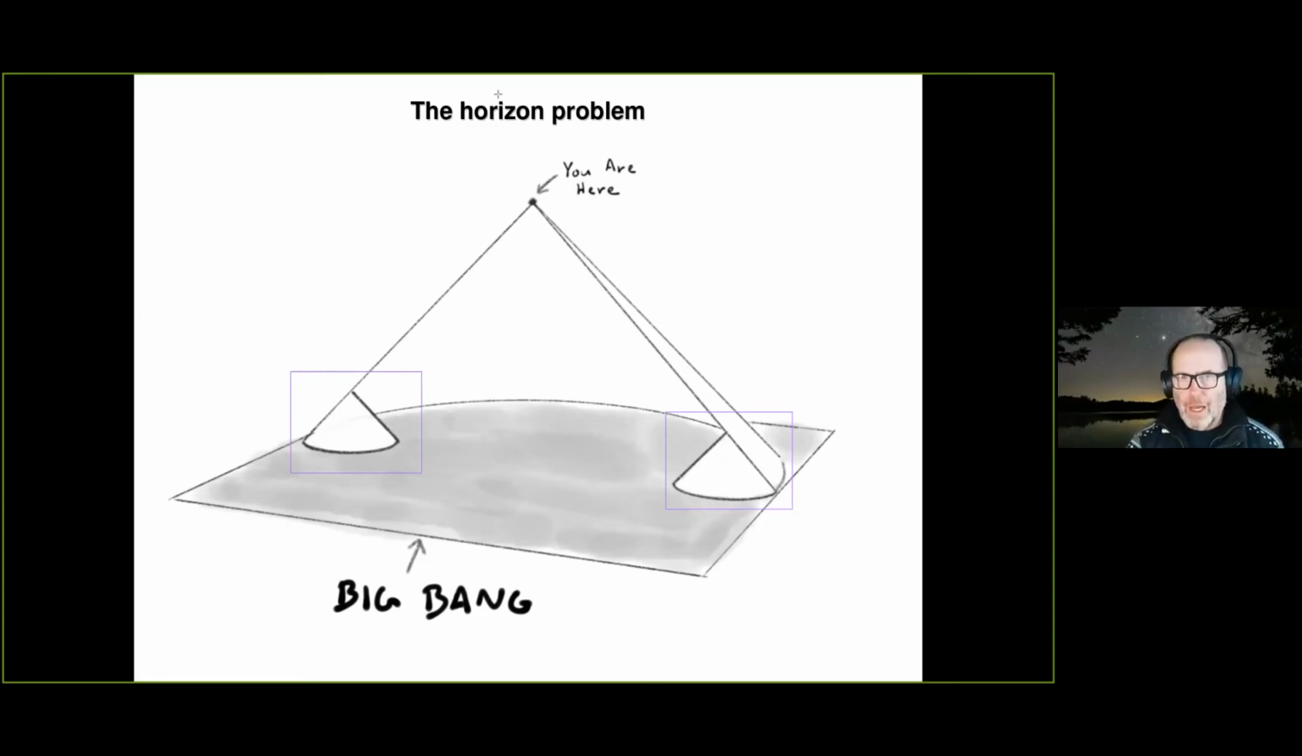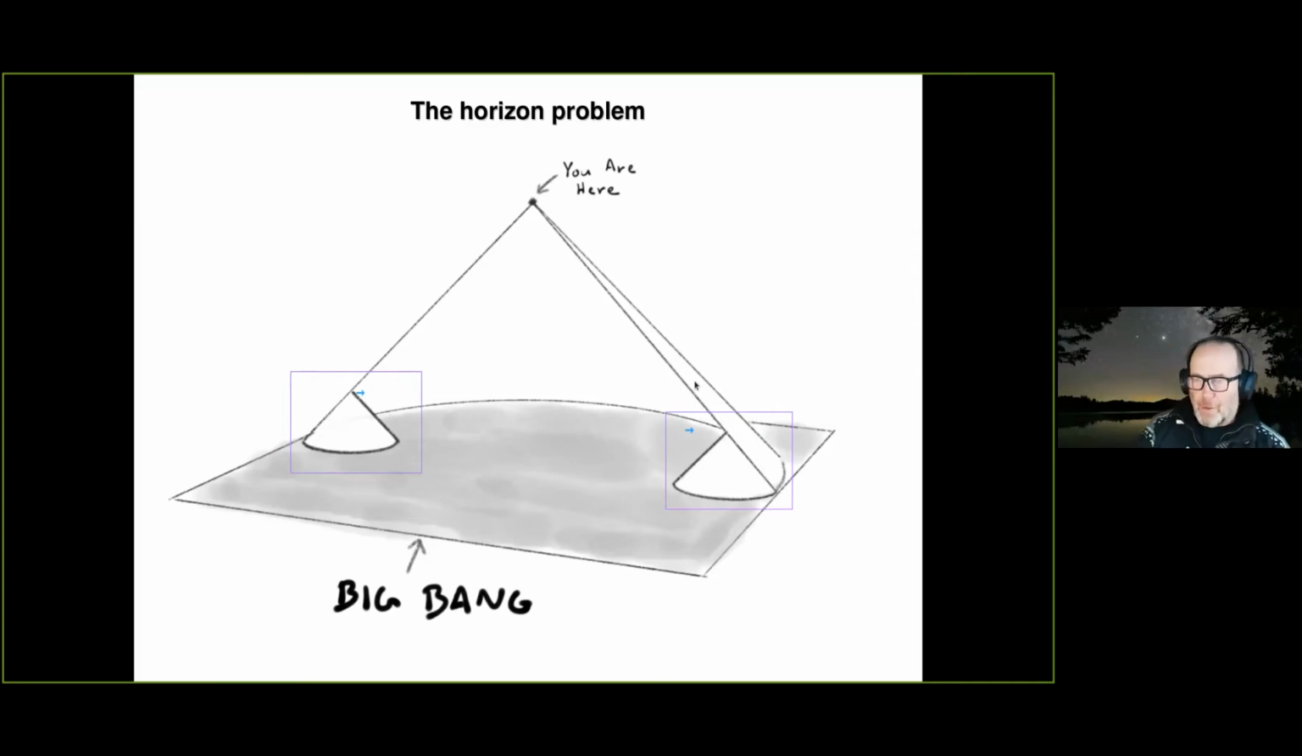There is no way for a photon to have traveled from this point to this point in the amount of time that we had since the Big Bang. They were too far apart. So for all intents and purposes, each of these points lives in separate universes.